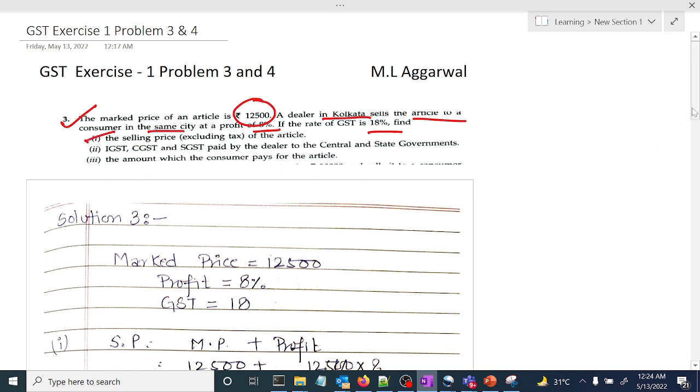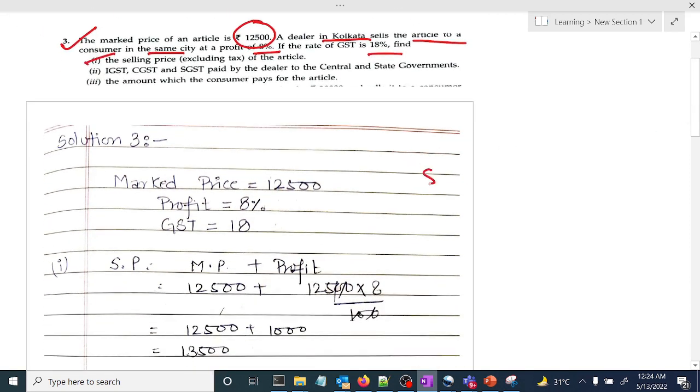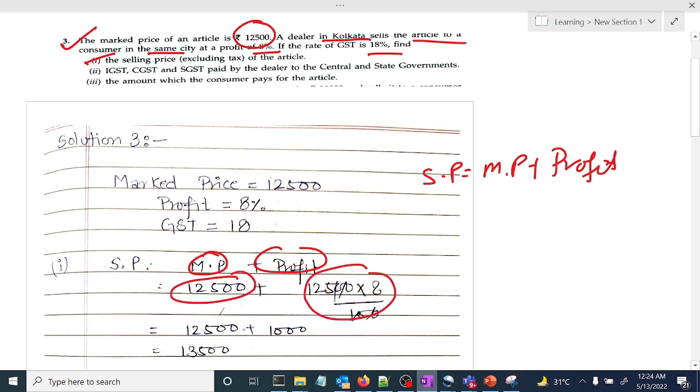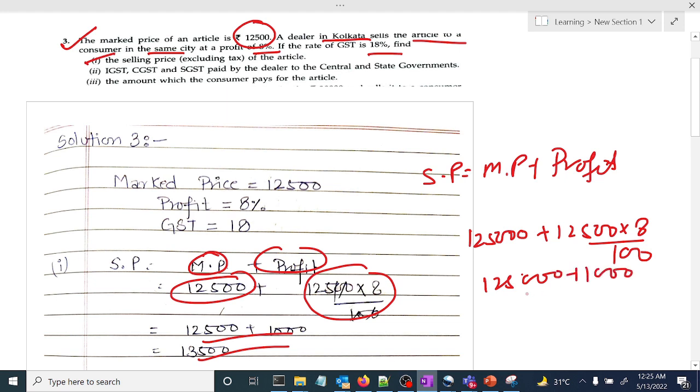So selling price is very easy to calculate. What is my SP? SP is my mark price plus my profit, right? So in this, mark price plus profit, the mark price is 12,500, profit is 8%, so 12,500 plus 8% of 12,500 is 12,500 plus 1000 rupees. It will be 13,500. So selling price calculated. Now IGST, CGST, SGST.